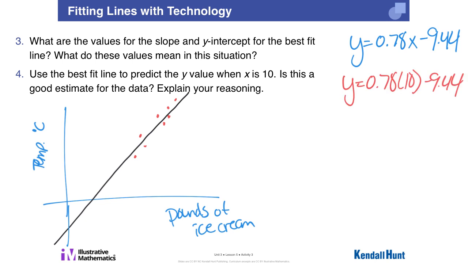Number 4 is saying to use the line of best fit to predict the value when y is 10. So right here, I plugged in 10 for x, when x is 10. And when I evaluate that, I get negative 1.64 degrees Celsius. That means that when I sell 10 pounds of ice cream, it's only going to be negative 1.64 degrees Celsius outside. Is it a good estimate for the data? When I look back at my line on Desmos, not necessarily my sketch, I would see that it does seem to follow the trend of the data pretty well, so it seems to be a decent estimate.